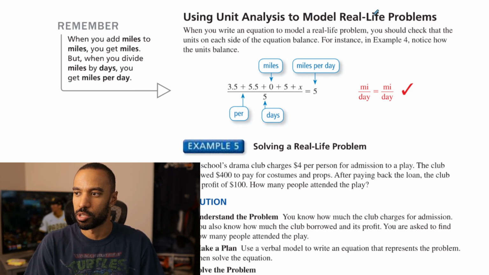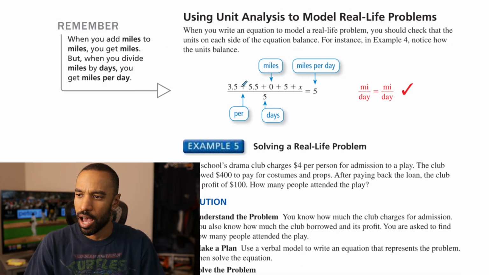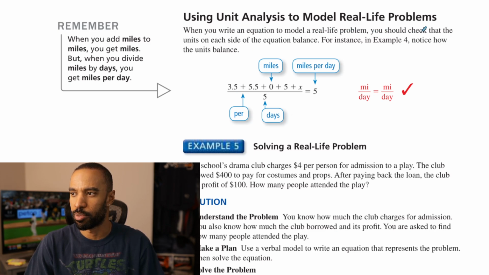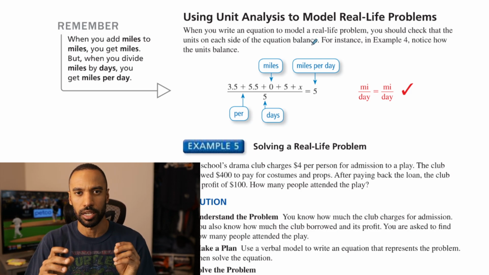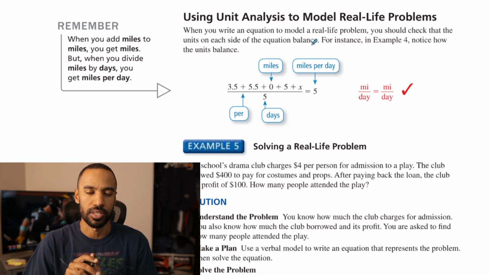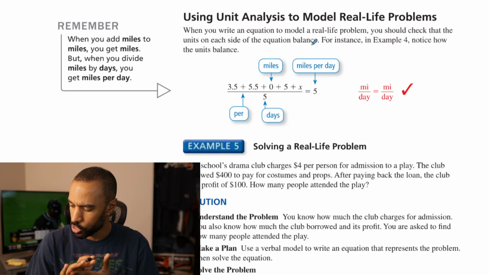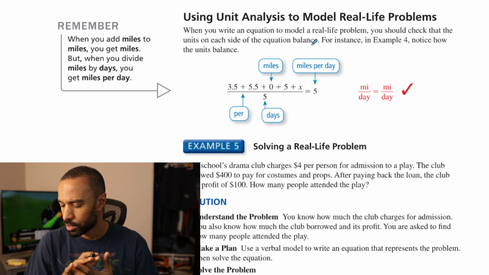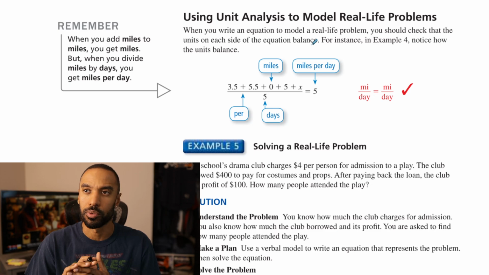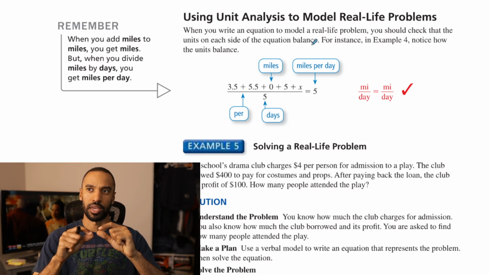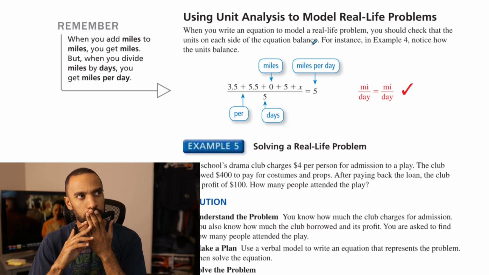Using unit analysis to model real-life problems. This is the same scenario. When you write an equation to model a real-life problem, you should check that the units on each side of the equation balance. So this is what I was talking about on a previous question in section 1.1, when I brought up the, what was it? I forget the situation. It was something where it was an amount of something per something.